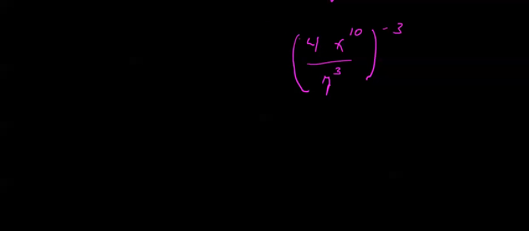Now, my exponent here is a 1. Power to a power, I multiply the exponents. 4 to the negative third, x to the negative 30, y to the negative 9. Man, did I screw that up? Y to the negative 9.